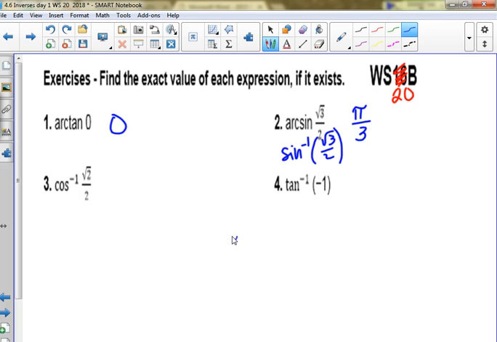Cosecant is a reciprocal. Inverse is undoing it and finding an angle. Totally different. Okay. Where is the cosine positive square root of 2 over 2? Everybody okay? Okay, where is the tangent negative 1? Tangent is tricky.